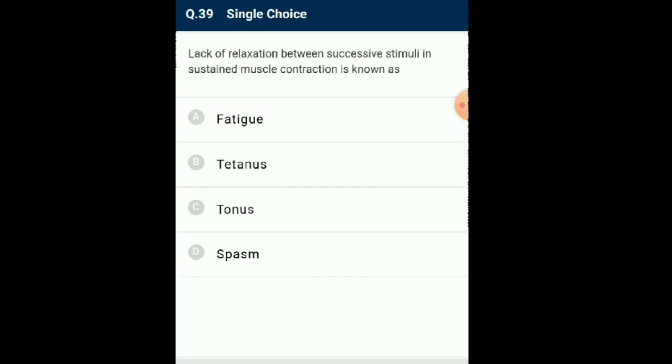Question number 39. Due to the absence of relaxation between successive stimuli, sustained muscle contraction is known as. It is an acute, often fatal disease of the nervous system which is caused by a bacterium called Clostridium tetani. It releases several toxins which damage the nervous system. The toxin affects mainly the neuromuscular junction. This results in either localized or generalized muscle spasm. So the answer for this question is option B, tetanus.